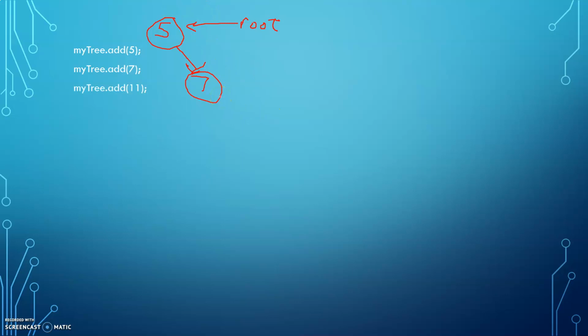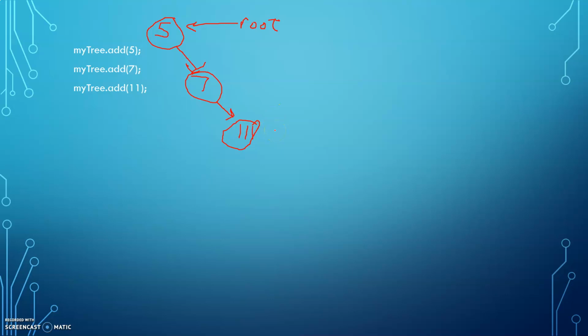Then suppose the next thing we're adding is 11. Remember, we're always beginning from root. So 11 is not less than 5. It's greater than, so we look to the right. We move cursor equals cursor get right. 11 is greater than 7. Well, we can't go right, so we'll have to create the new node 11 on the right-hand side of 7. Whoops, a little bit off. That's an 11 there.